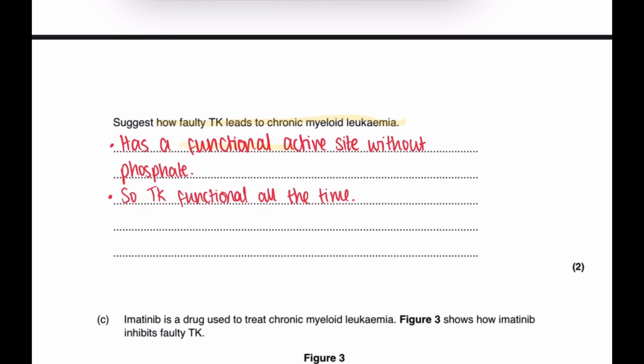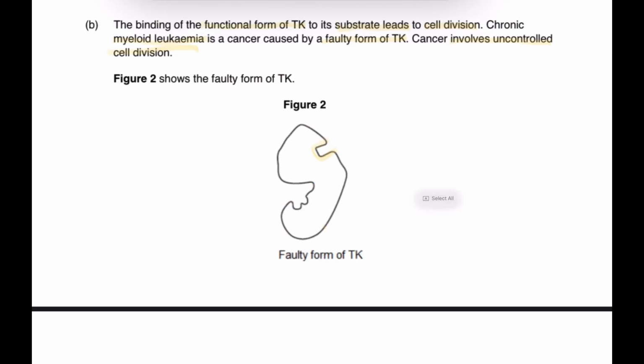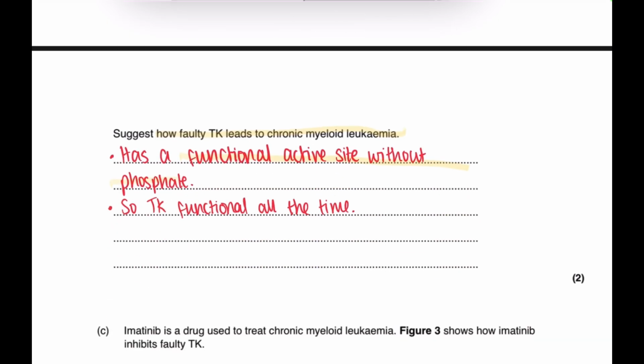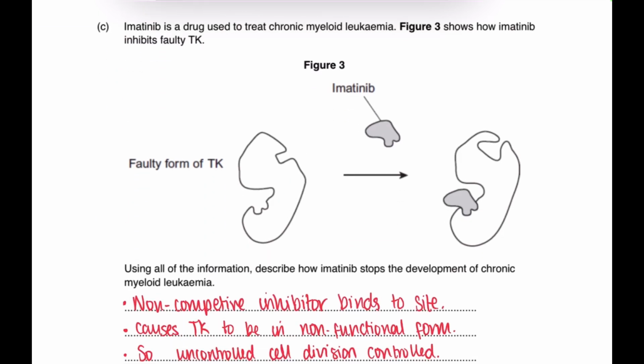So you can see it already has a functional active site without the need to attach this phosphate group. And because of this, it means that it's functional all the time, so it's always dividing. Therefore, it cannot be stopped. It's not controlled by phosphate.